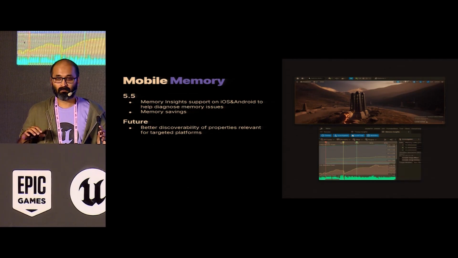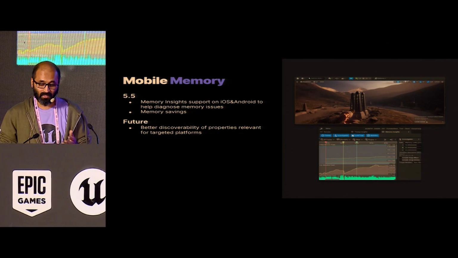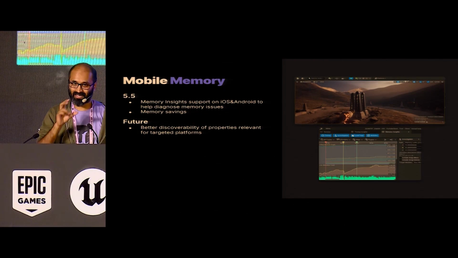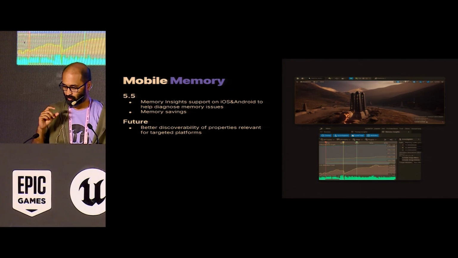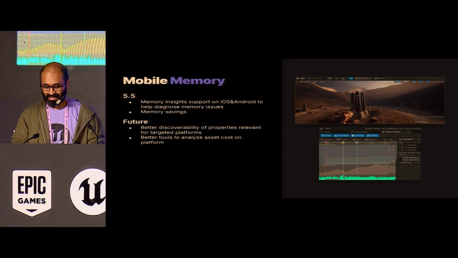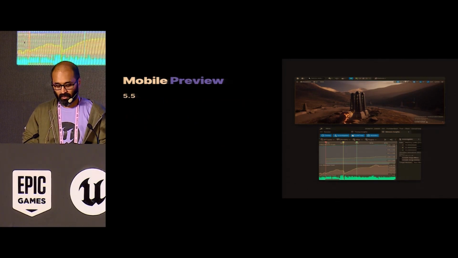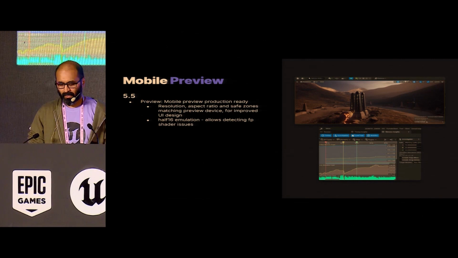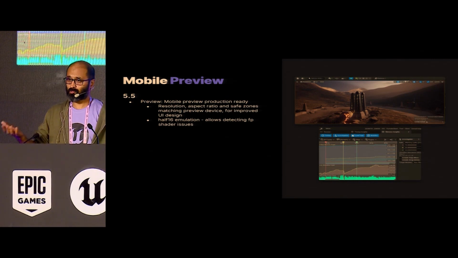But we're making discoverability of properties relevant to mobile specifically a lot better. There are also better tools to analyze asset cost per platform, which I already sort of talked about. And also mobile preview, which I also just showed you how to do.